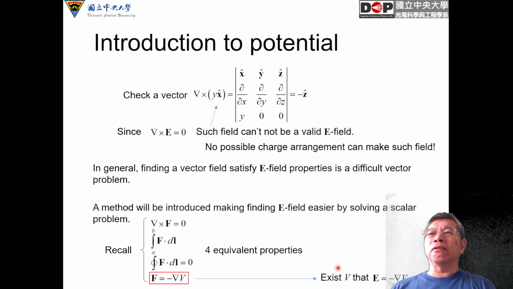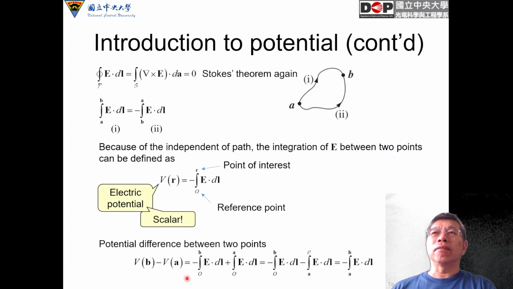So in other words, for an electric field, which has the property that the curl of the electric field equals zero, there exists a potential that satisfies this electric field. Taking the negative gradient of this potential will equal the electric field. So with that, we are trying to find the potential that can describe the electric field.